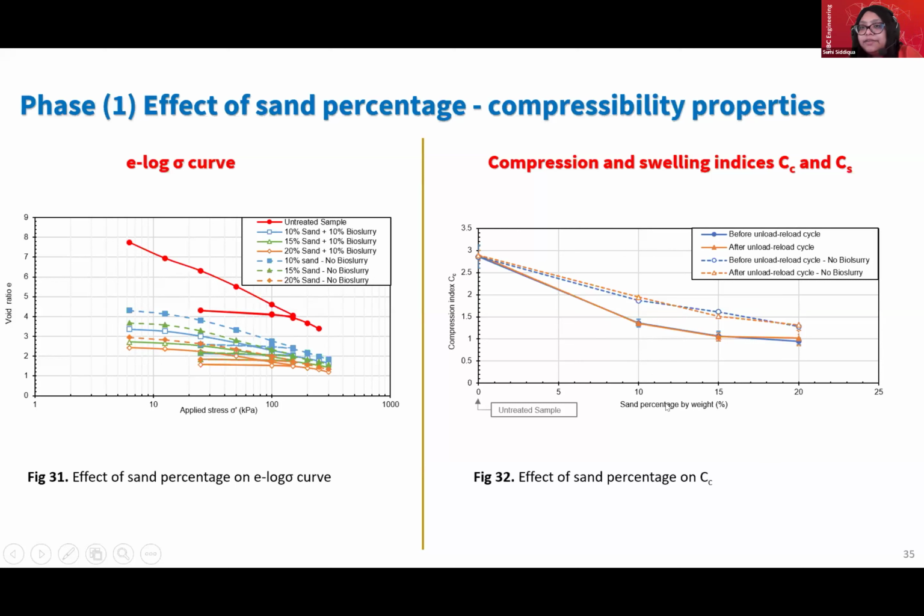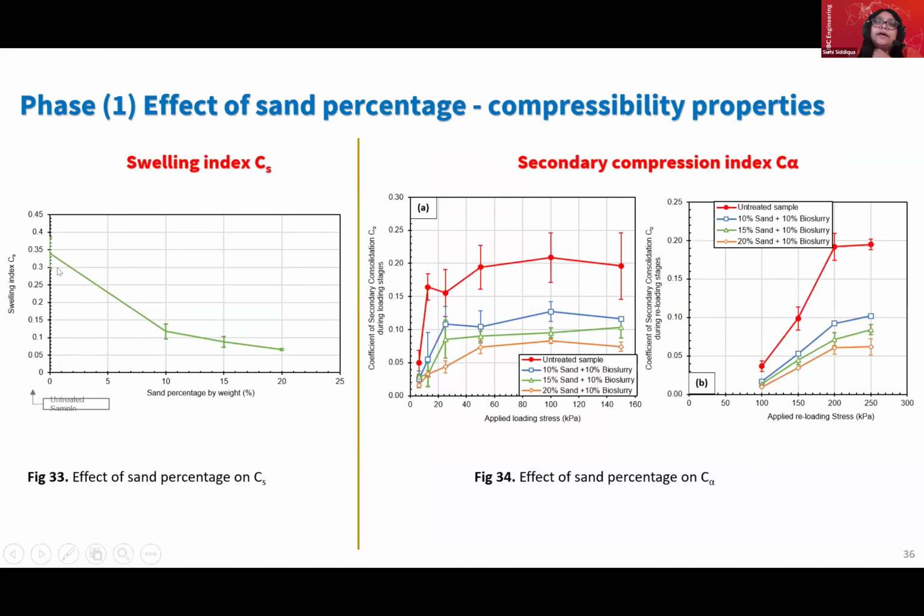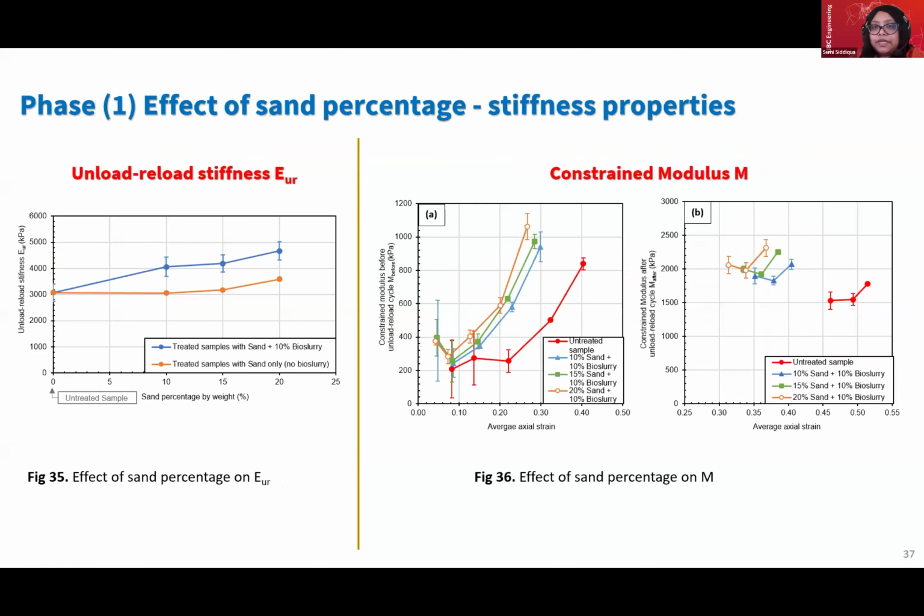This data is kind of interesting. I have a summary to talk about altogether. The effect of sand percentage on the compressibility properties, CS, and then secondary compression. Again, this is the swelling index data, and then the effect of sand on the secondary compression in this data. The red line over here is the untreated sample, and then different percentages of sand added. You see the reduction of those values.